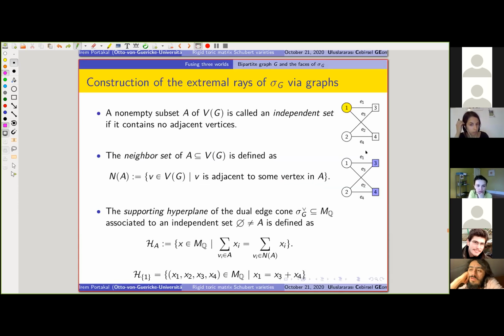Next, the neighbor set of A here just means all the vertices attached to the vertices in A. So if you're taking A to be just the vertex 1, the neighbor set will be 3 and 4. Since I promised you to find the faces of the cone, we will need a supporting hyperplane. And this is defined as follows, this H_A. Here you have all the elements from the M space where you consider the sum of x_i's, where these indices are coming from A, and these indices are coming from the neighbor set. So with the same example again, you're going to have this supporting hyperplane x1 equals x3 plus x4.